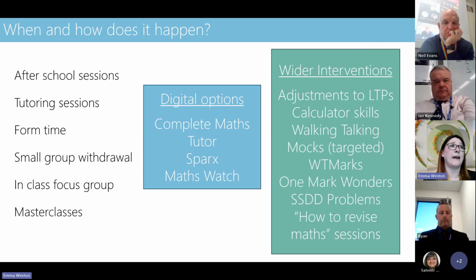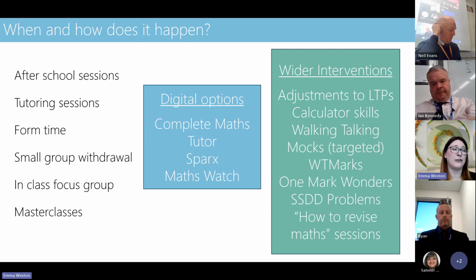Or it might be that there are some wider interventions we want to consider. It might be that we need to make some adjustments to our long-term plans. We might have spotted something that's a real issue across the cohorts, and we know that we need to address that, not just for this year 11 group, but for the future. It might be that we need to address those calculator skills we were talking about. We might want to use walking, talking mocks. Now, I've put in targeted because I've seen these used in lots of different ways.